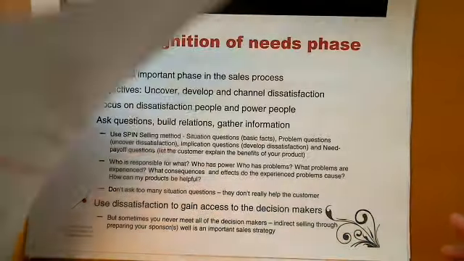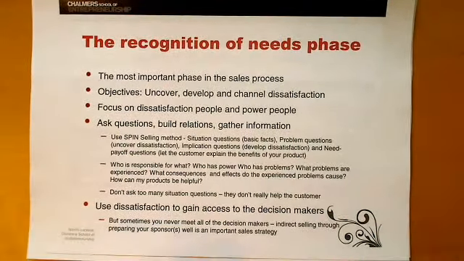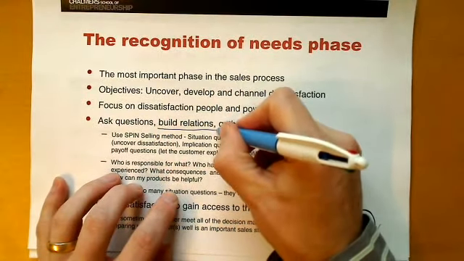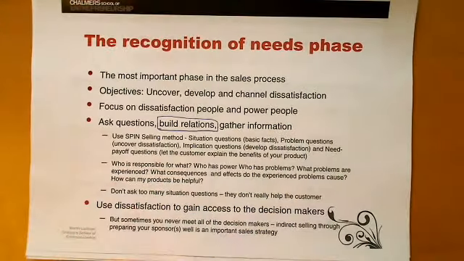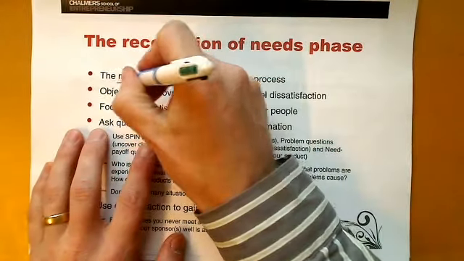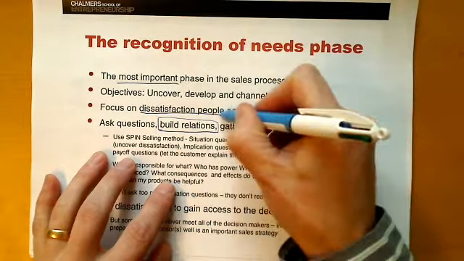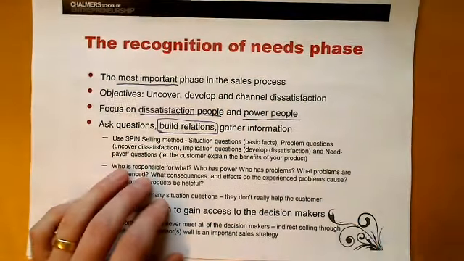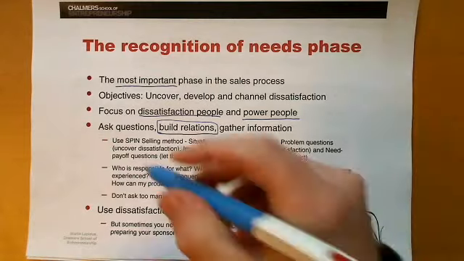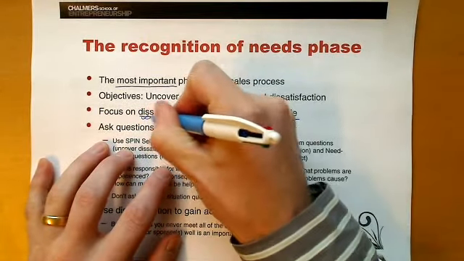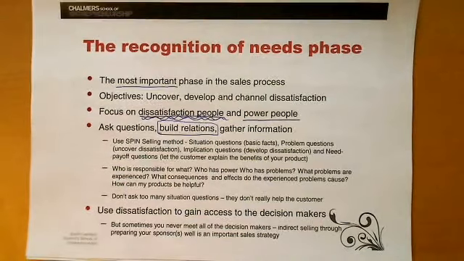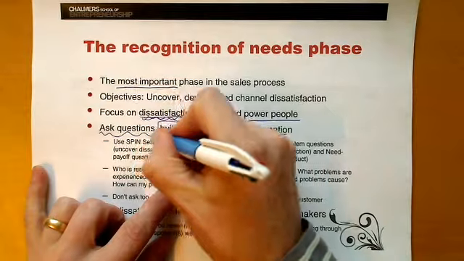Let's look at this a little bit more in detail. So, this is mainly about building relations with a potential customer. It is, according to Rackham, the most important phase in the sales process. You work with the dissatisfied people, and also you try to start working with the power people as well. But mainly it is about working with the dissatisfied people, the people with a problem. You do it by gathering information, but mainly by asking a lot of questions.